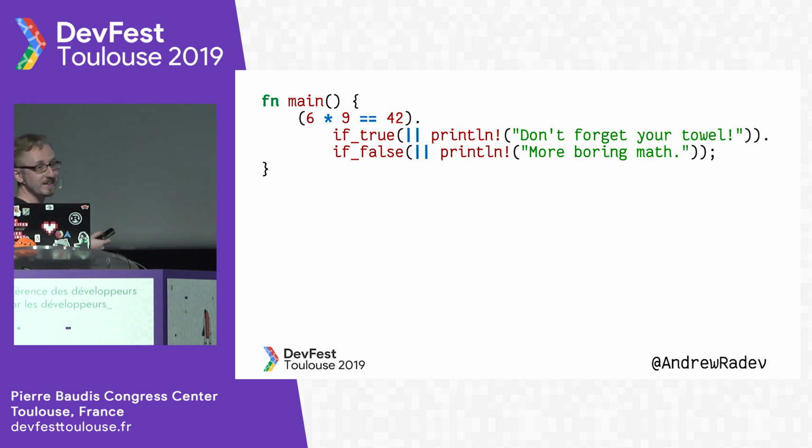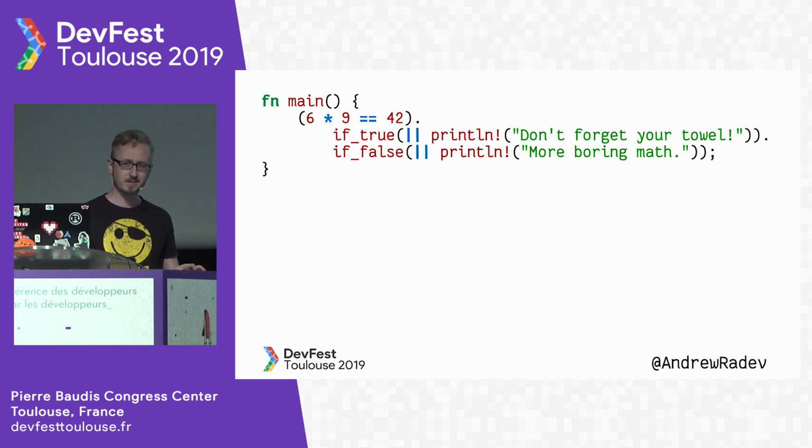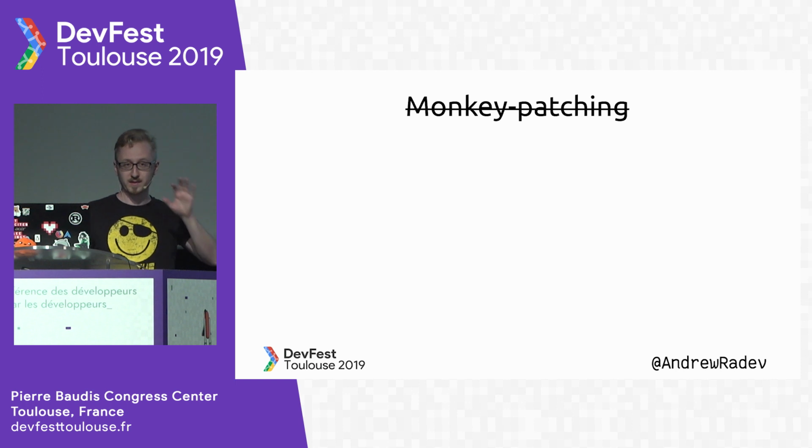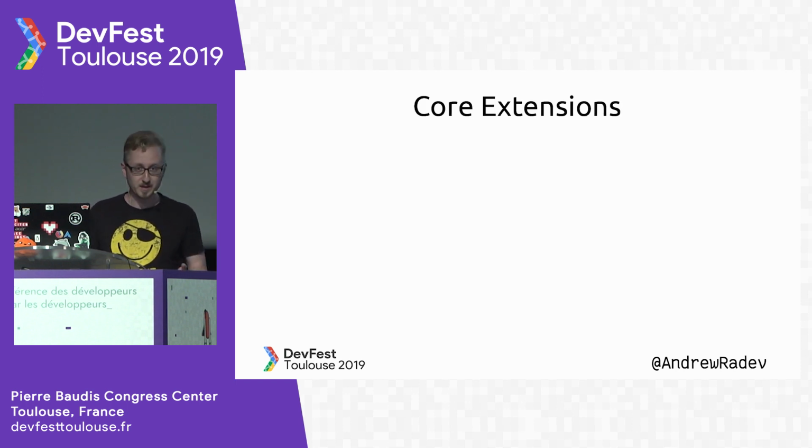Like, no dynamic typing needed, no monkey patching actually. You get these if true and if false methods, which maybe don't look as pretty in syntactical terms, but they're the same code. So this isn't exactly monkey patching. I'd call it core extensions, or extending the core types.